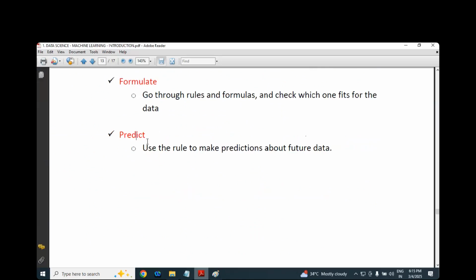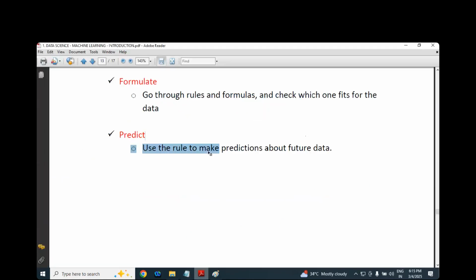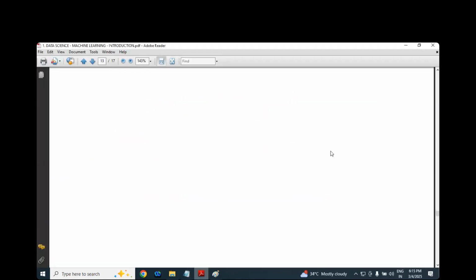Next one, predict. Use the rule. Exactly. Use this rule to do the prediction about the future data.